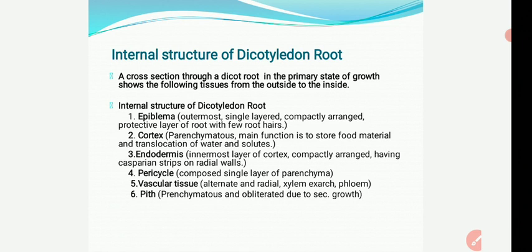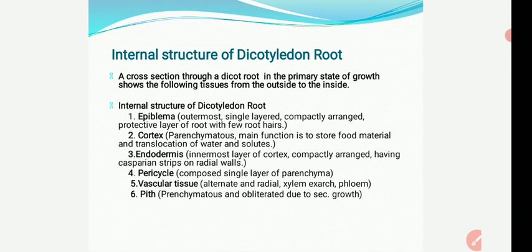See, a cross section through a dicot root in a primary state of growth shows the following tissues from outside to inside. First tissue, that is epiblema, which is the outermost single-layered, compactly arranged protective layer of the root with a few root hairs. Second, cortex, which is parenchymatous in nature, and its main function is to store food material and translocate water and solutes. Third, endodermis. Endodermis is the innermost layer of the cortex, compactly arranged, having Casparian strips on the radial walls. Fourth, pericycle. Fifth, vascular tissue.